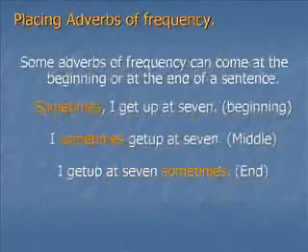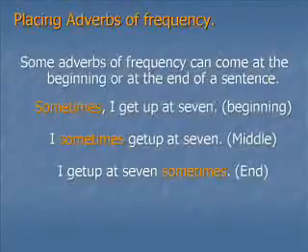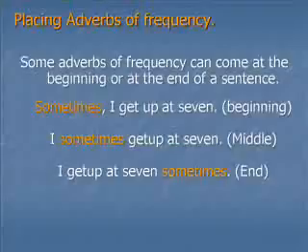Sometimes adverbs of frequency can come at the beginning or at the end of a sentence. So some adverbs of frequency can come, but not all of them, but some of them can come. And you shall know this thing with your practice, right, when you get into this language. So sometimes I get up at 7. So here sometimes is an adverb of frequency which is coming at the beginning of this sentence.